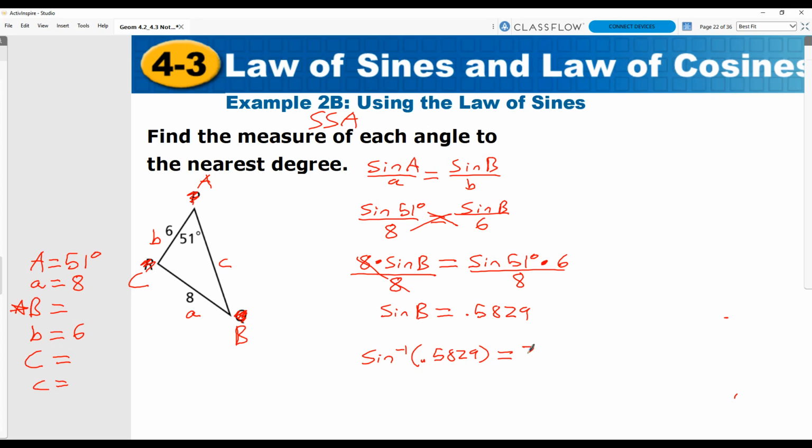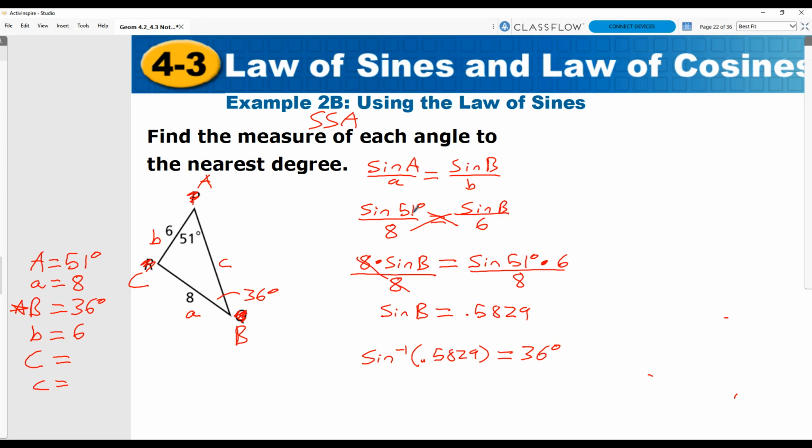It's going to get us 36 degrees, to the nearest whole angle. All right, so angle B is 36 degrees. And now that we know two of the angles, so angle B, we can say this one's 36. We can quickly figure out what our last angle is.